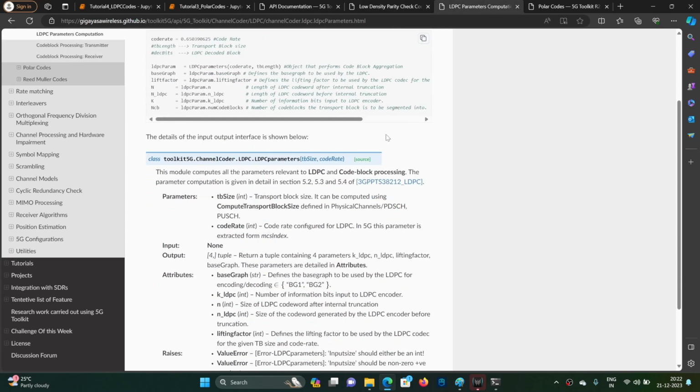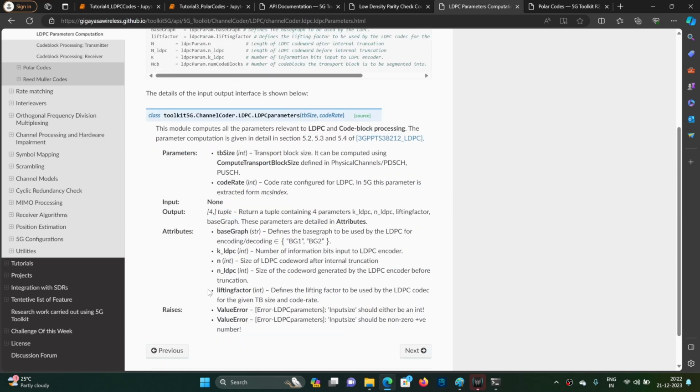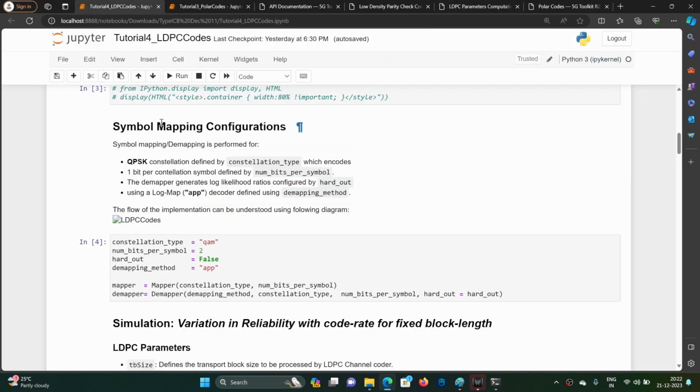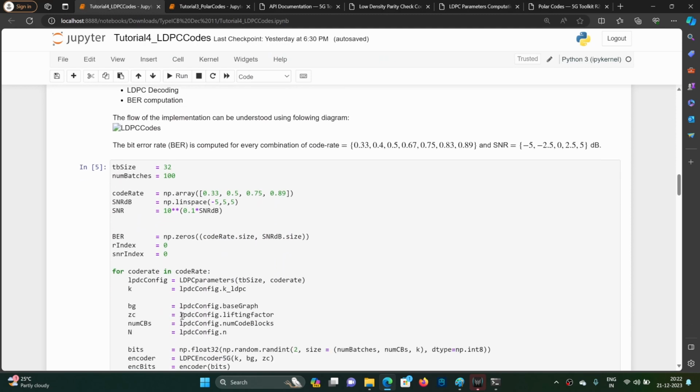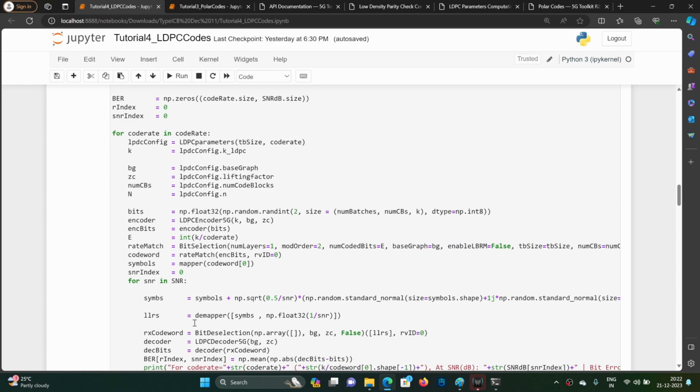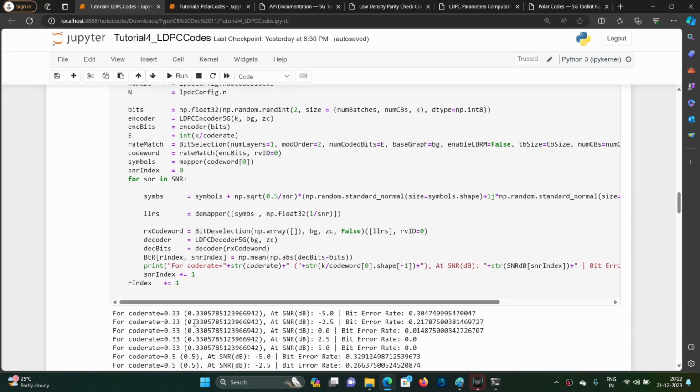Essentially, this takes the transport block size and code rate to determine the base graph, the number of input bits to the LDPC encoder, the size of the LDPC code word, and finally the size of the code word generated by the LDPC coder before the truncation and after the truncation, and also the factor ZC, which is the lifting factor. So that's what we are doing here. We are calling the LDPC parameters to get the configuration, and using the configuration we are again performing the two types of analysis.